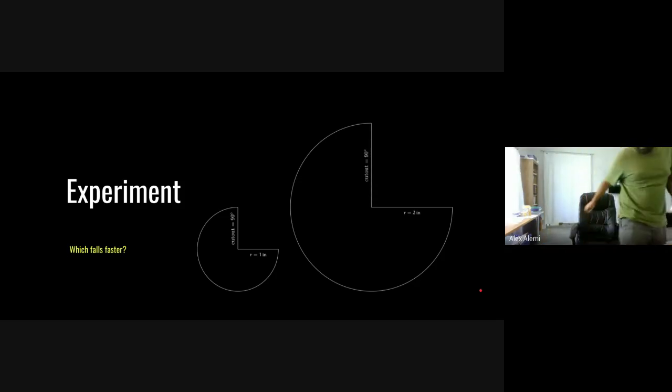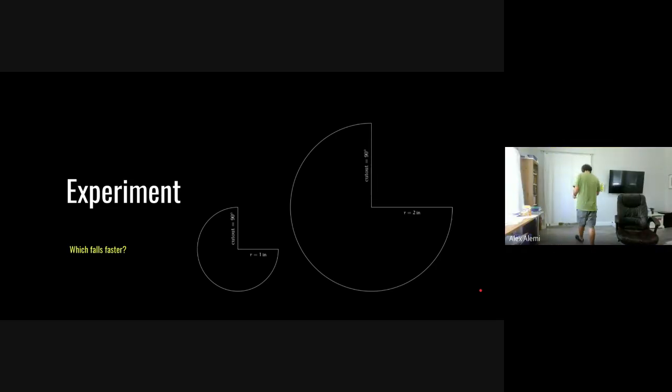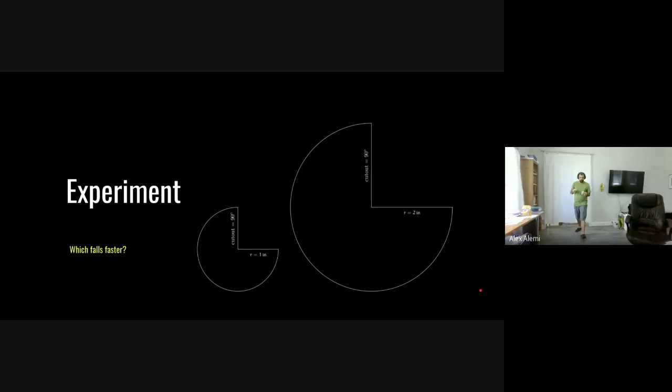I step back here. I would like to guess that they both fall at the same time. Okay. Why do you guess that? Because there's no time dimension anywhere in their other description, right? All right. And maybe you guessed that for another reason. In physics class, one of the things they beat you over the head with is that all objects fall at the same rate, right? Well, we don't have to guess, we can test.